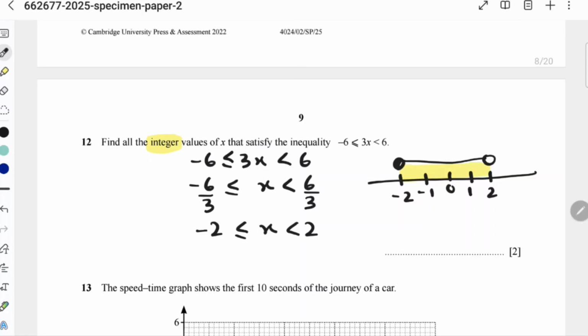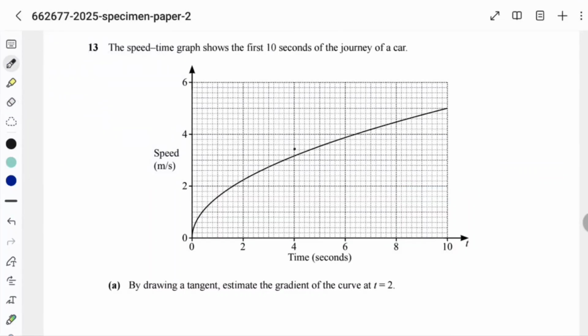So you write down minus 2, minus 1, 0 and 1. You cannot write 2 because it doesn't have the equal sign with it. Okay. Now question number 13.